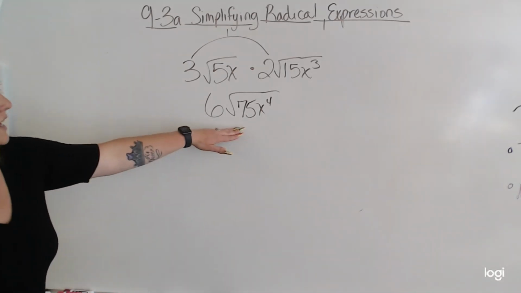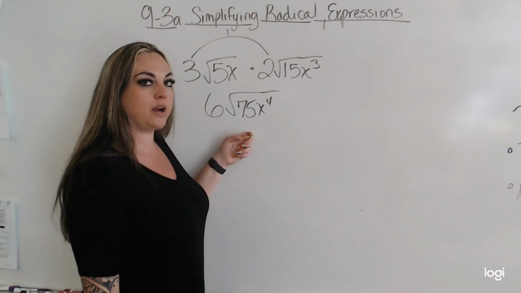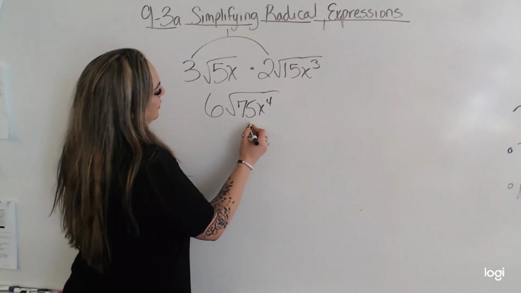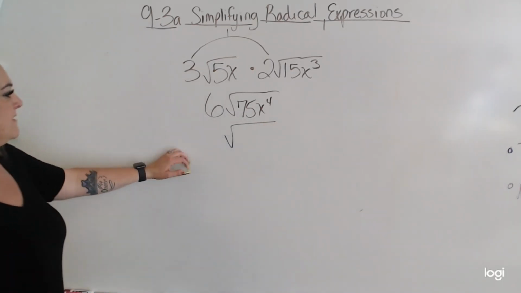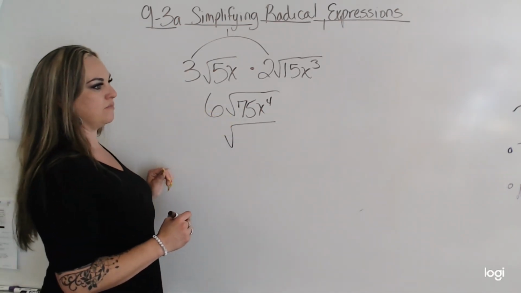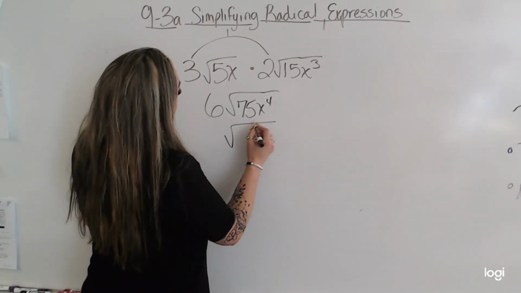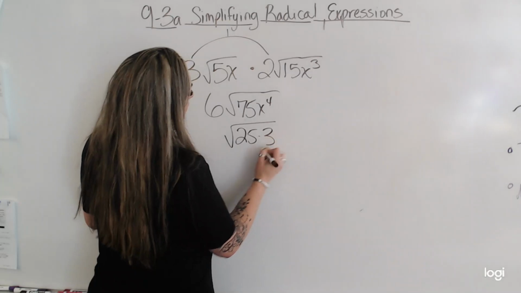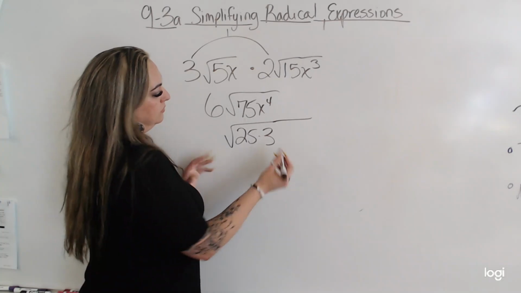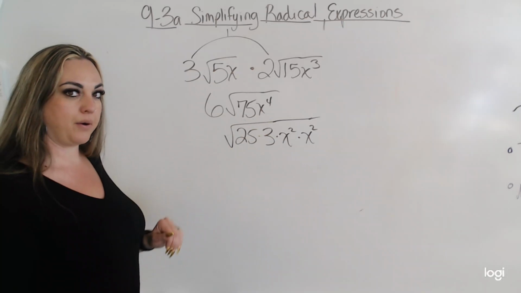Okay, so now I'm thinking, how can I rewrite what's under this radical and make it to where I'm pulling out perfect squares? I want to rewrite it with factors of perfect squares. So 25 is a perfect square. I would need 3 of those. So then I would do 25 times 3. That would give me my 75. And then what perfect squares are in here? Well, that would be x squared times x squared. That would give me x to the 4th power.